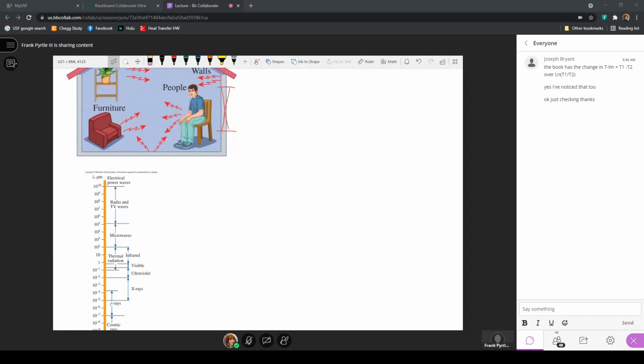But these heat fluxes that we measure are actually in a very small range of what we call the electromagnetic wave spectrum. And this spectrum here is based on wavelengths, lambda. Lambda is a wavelength, and it's typically reported in microns, which are just micrometers. So this is 1 times 10 to the minus 6 meters.